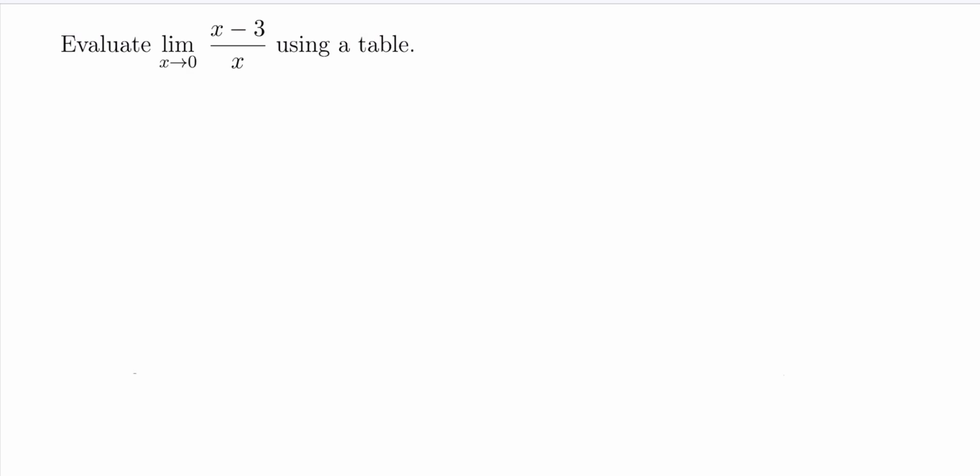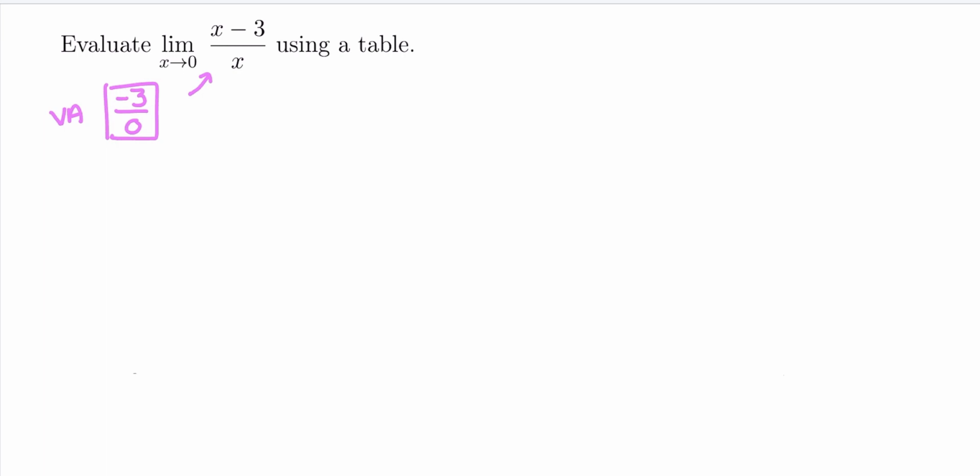Let's find the limit as x goes to 0 of (x minus 3) over x using a table. First of all, we can't just plug in and get our answer, because when we do, we would get negative 3 in the top and 0 in the bottom. So we get a number divided by 0, which tells us we have a vertical asymptote.